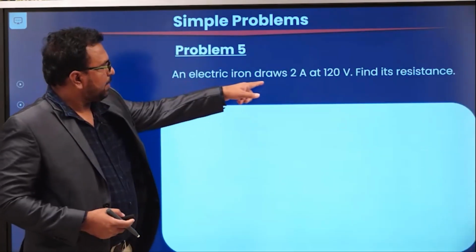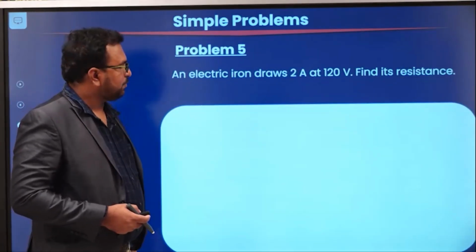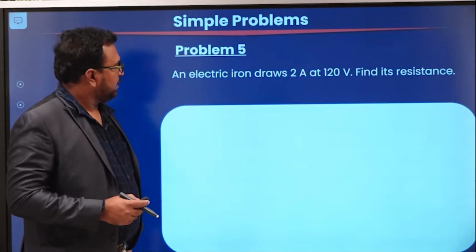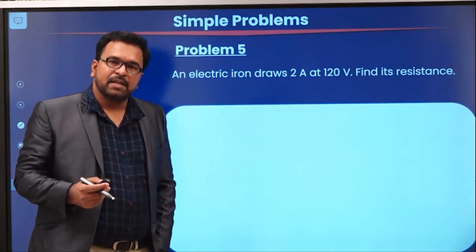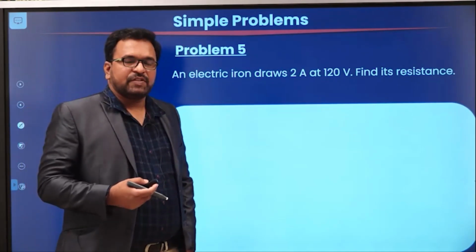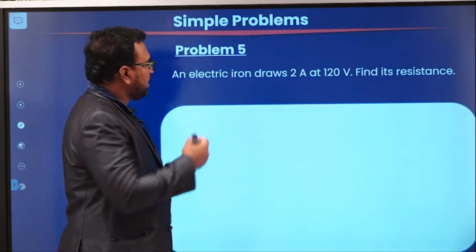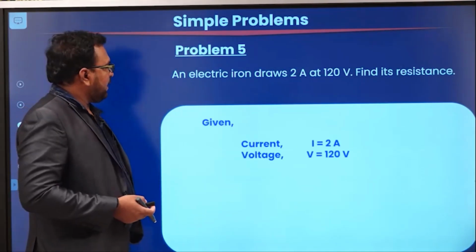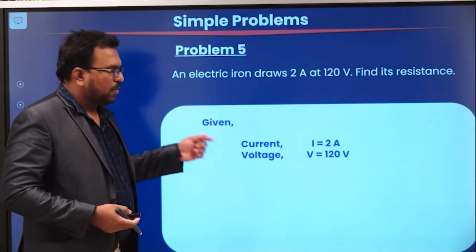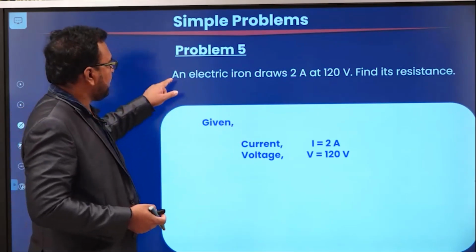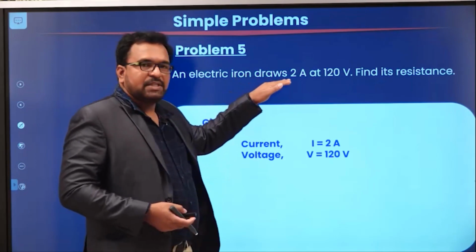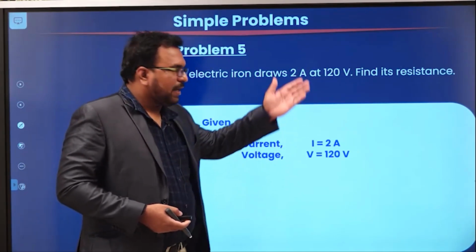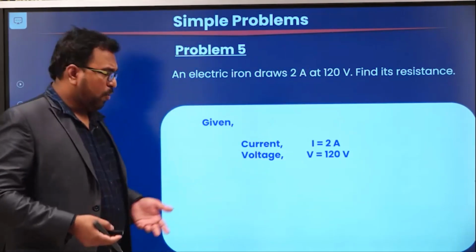Given that an electric iron draws 2 amperes at 120 volts, find its resistance. Previously we calculated the resistance by using its physical properties, physical dimensions. Now in terms of voltage and current, we have to calculate the resistance. The data given is the current of 2 amperes and voltage of 120 volts. So the electric iron is drawing 2 amperes from a supply of 120 volts. If you know voltage and current, how will you calculate resistance? Simply by applying Ohm's law.